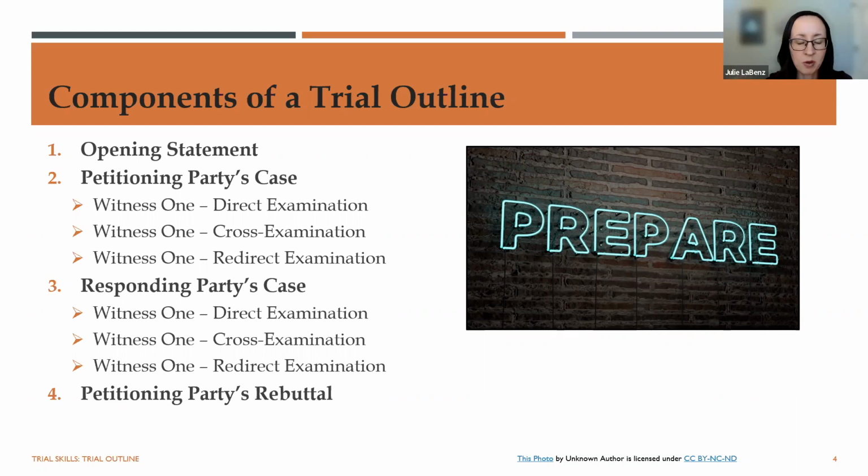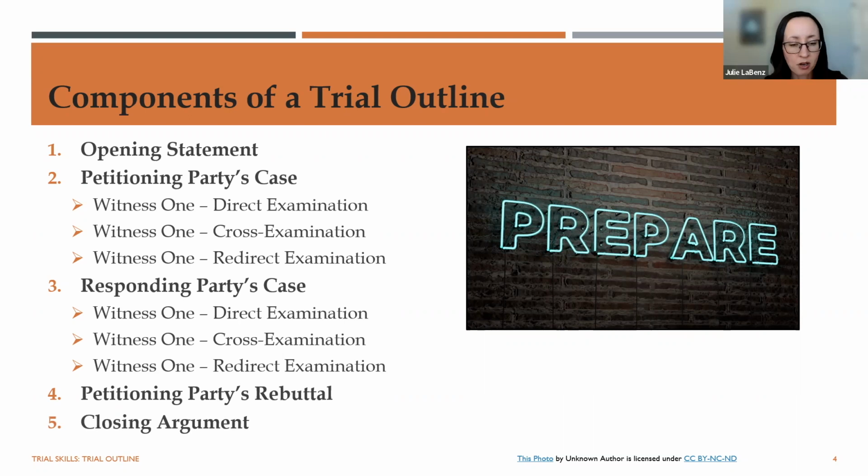And keep in mind that presenting a witness on rebuttal doesn't always happen because of a lack of time. If you only have a certain amount of time for the trial, you may not have time to call a rebuttal witness. But I wanted to bring it up because it is an option, and it can be very effective if there's something that came up during the responding party's case that you want to present evidence on.